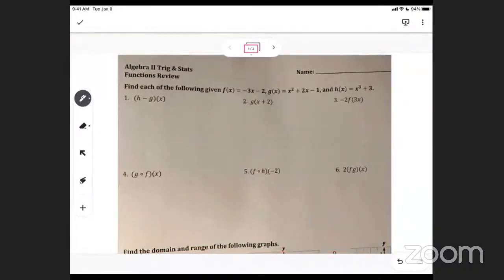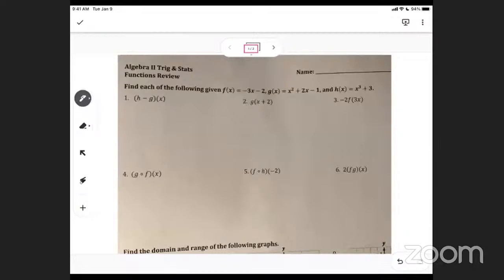All right. Welcome back. I'm with Sarah here. We're doing Algebra 2 trig and stats, and today we're talking about functions. We're reviewing for a test. Reviewing for a test? Nah, this is just general review of functions. It says it right at the top.